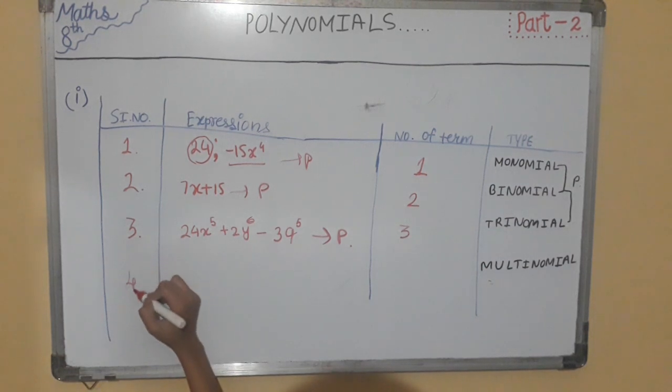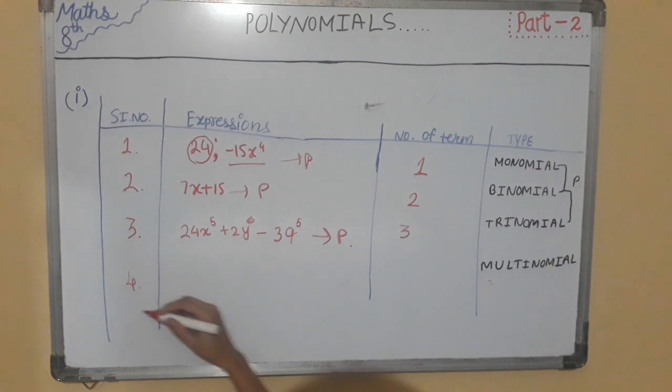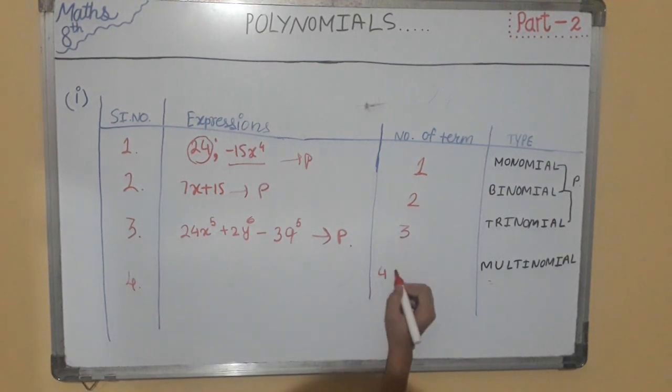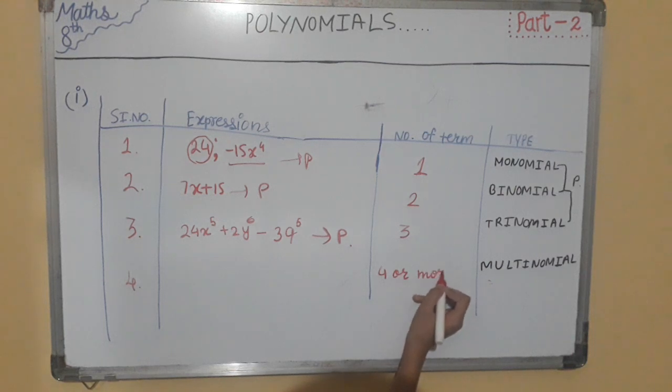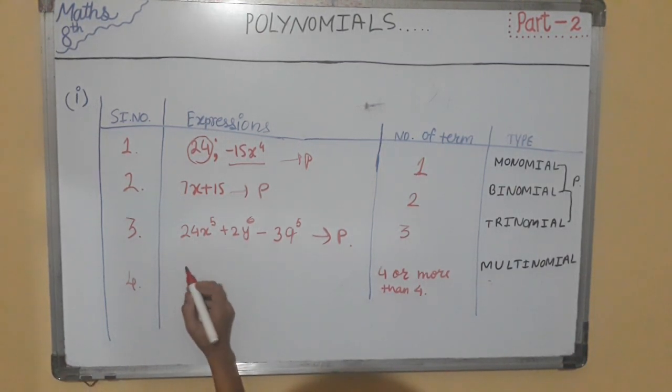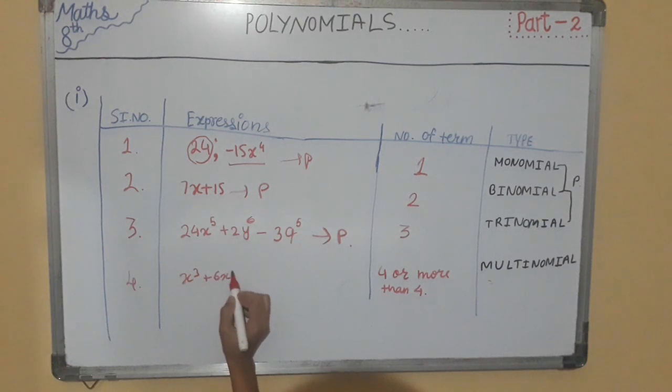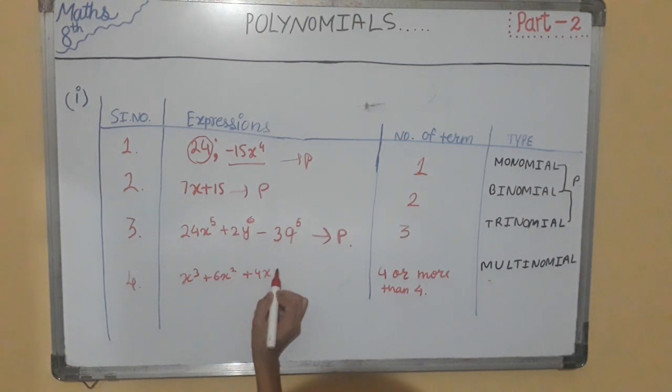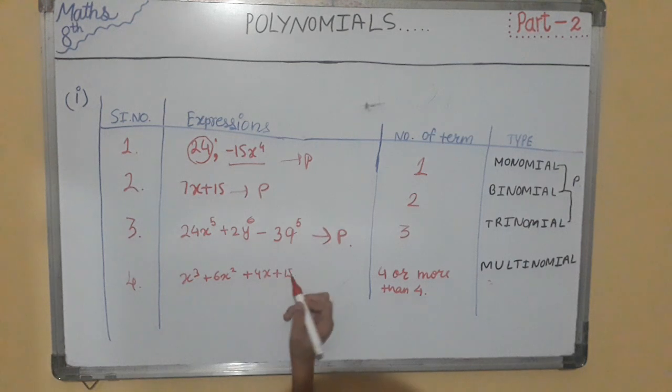Fourth is multinomial, which means the number of terms should be 4 or more than 4. These are called multinomials. An example is x cube plus 6x square plus 4x plus 15. I hope you have understood the types of polynomials based on the number of terms.